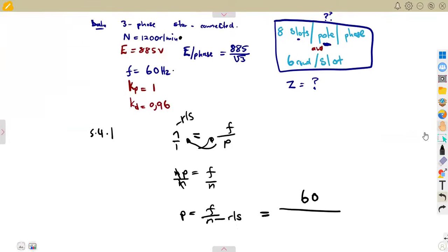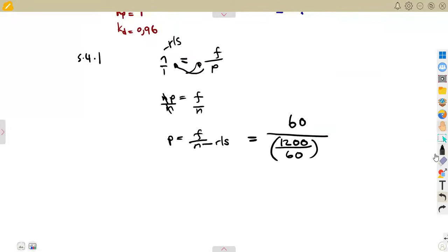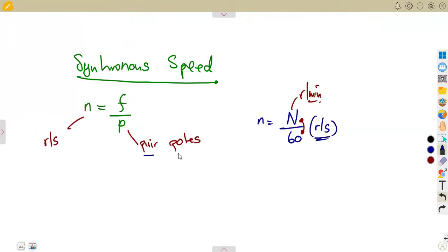So you're going to divide that by 60. So that's 1,200 over 60, like this. This is giving us revs per second. All right, so this is going to give us the P, which is pair poles. P represents pair poles. P in this formula, I said it's for pair poles, not the poles, but the pairs.